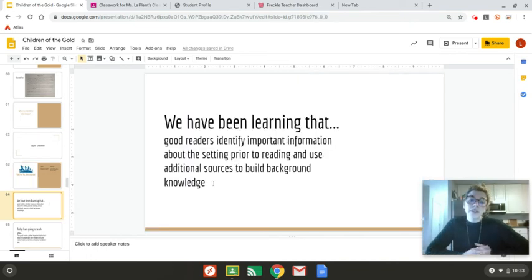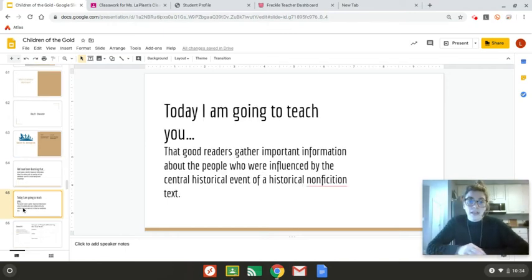We've been learning that good readers identify important information about the setting prior to reading and use additional sources to build background knowledge. So we've looked at the video, we've looked at the cover, we've looked at the blurb, and we've started looking at some of the pre-reading, like the acknowledgments and the introduction. We're going to look further at the introduction today. Today, I'm going to teach you that good readers gather important information about the people who were influenced by the central historical event of a historical nonfiction text.